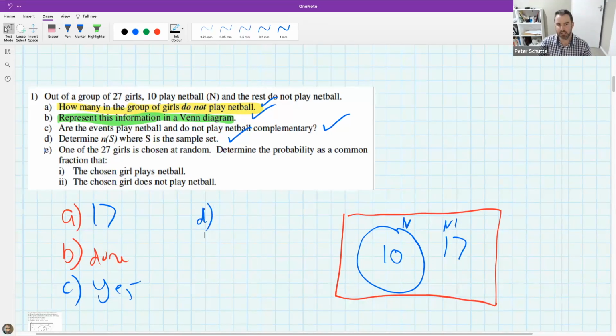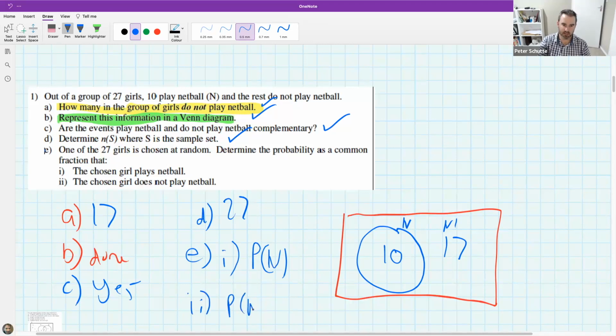So what does that mean? It means how many people are in the Venn diagram. So it's 27. You guys are smashing this. Number one, determine the probability as a common fraction that a girl chosen at random plays netball. What's the probability of N? And then the second one, what is the probability that they do not play netball? And what we would say is we would use N dash.